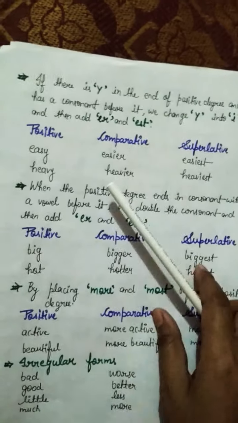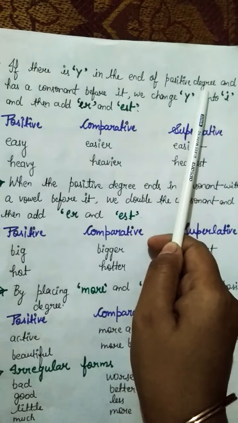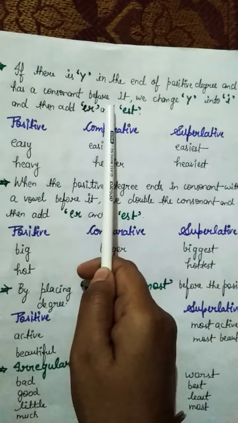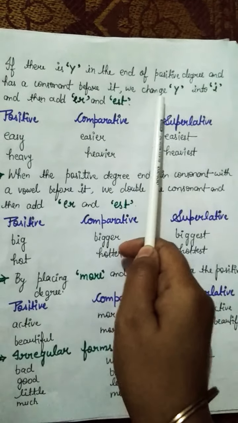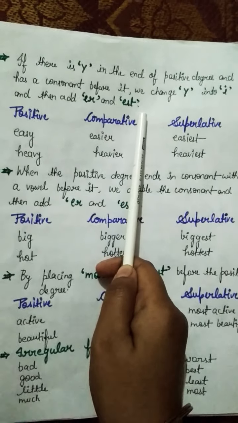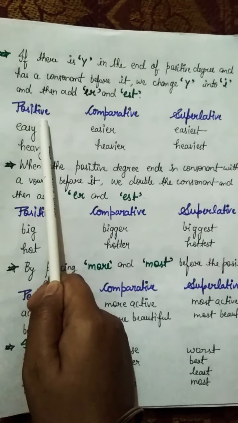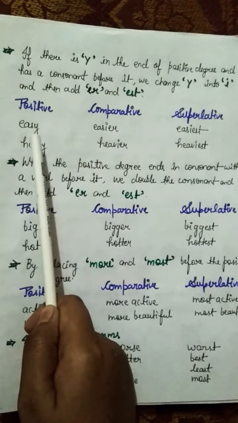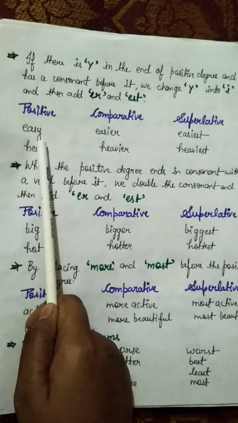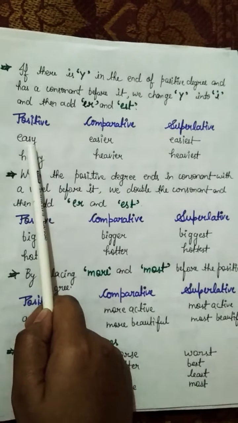Same way. Next rule, if there is y at the end of the positive degree and it has a consonant before it, then we change y into i and then add er and est. Is that clear? So see example. In positive degree, here is easy. Here is a y. So you will remove this y and then add er. It will be easier in comparative degree, and in superlative degree, it will be changed into easiest.